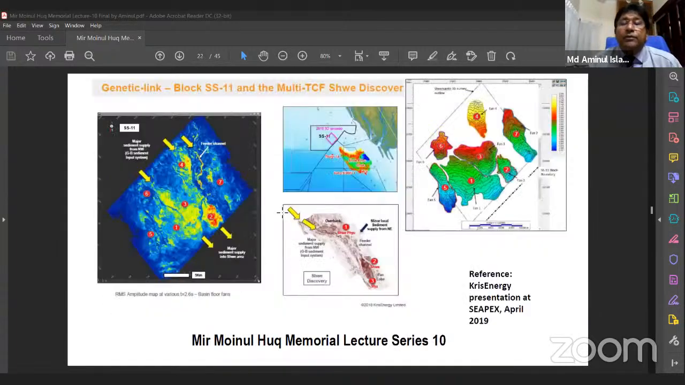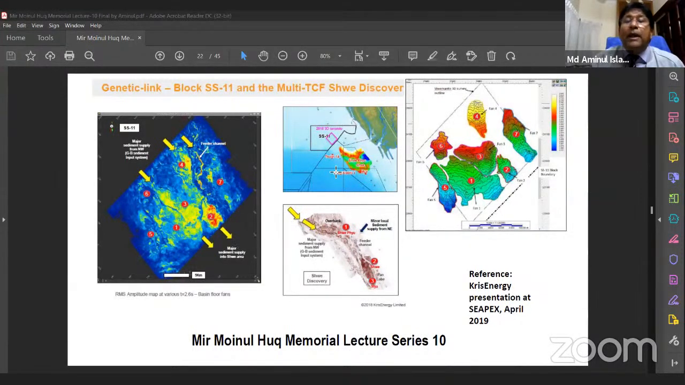So now come back to Rakhine again. You can see the Rakhine high amplitude anomaly in three consecutive fields, like Shwe field, Shwe Phyu, and Mya field. And then you see the paleo direction. They interpreted that these sediments are mostly coming from the Ganges Brahmaputra.